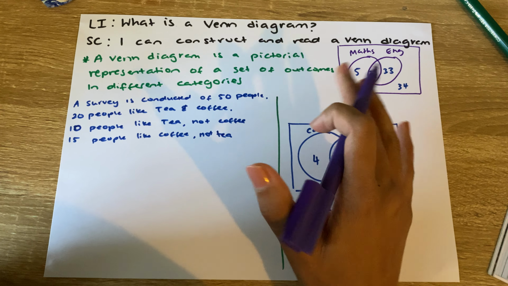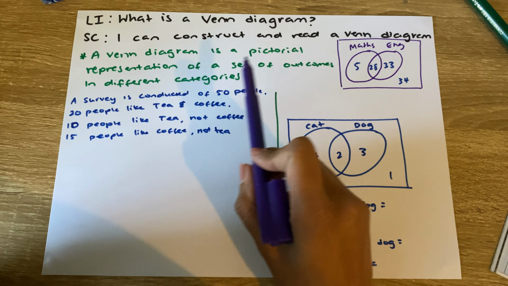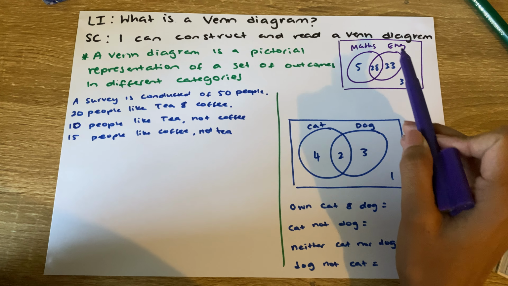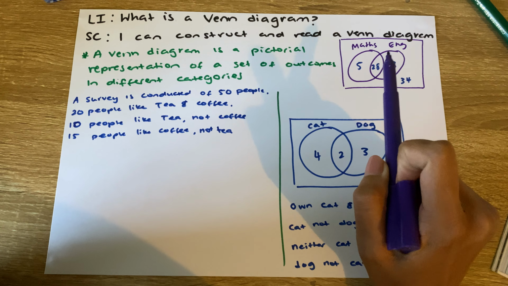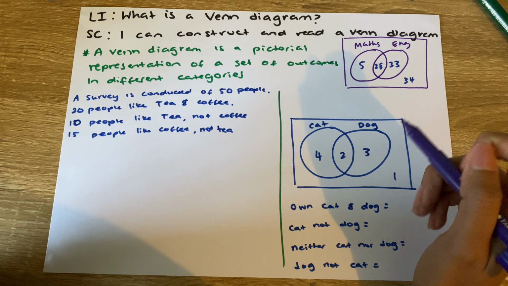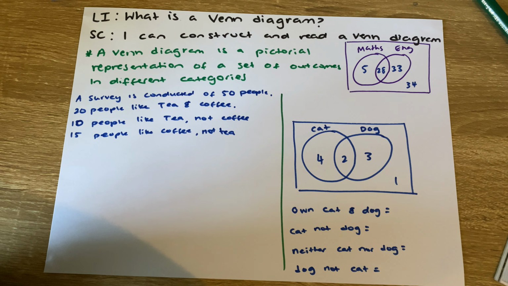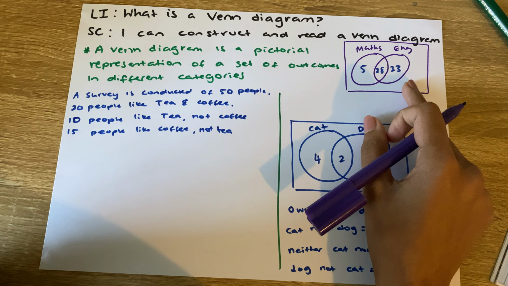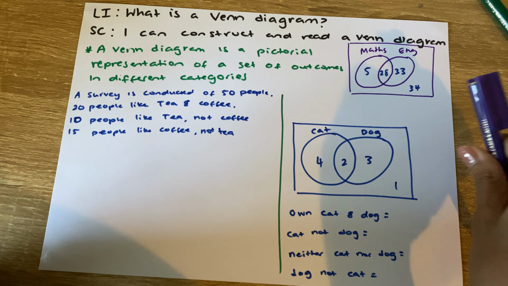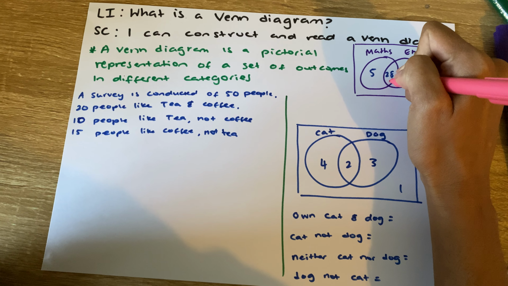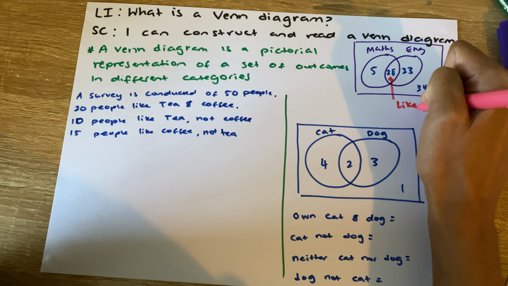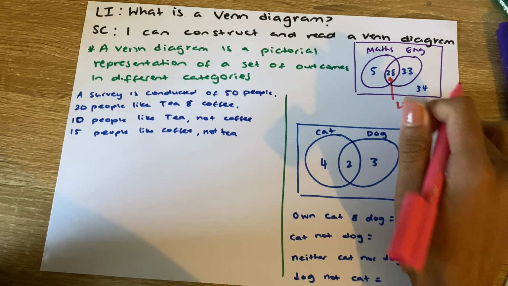in a picture. So a Venn diagram is a pictorial representation of a set of outcomes in different categories. So I've got an example up here. Say we have the subjects maths and English and we quiz or survey a number of people to see whether or not they prefer maths or whether they prefer English. So in my little picture up here, I've surveyed 100 people. 28 of those people like maths and English. So the way that we show for both of them is we write it in the middle. So we can say like both things, okay?